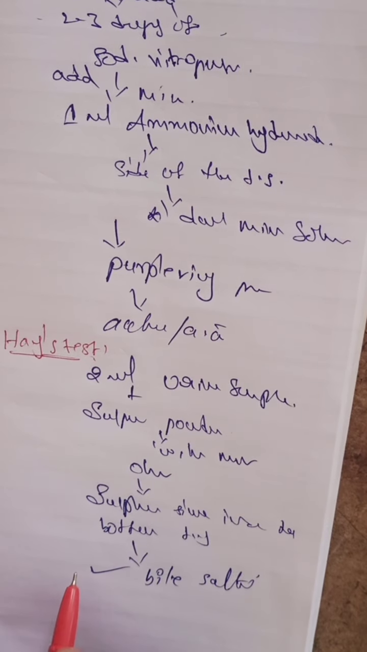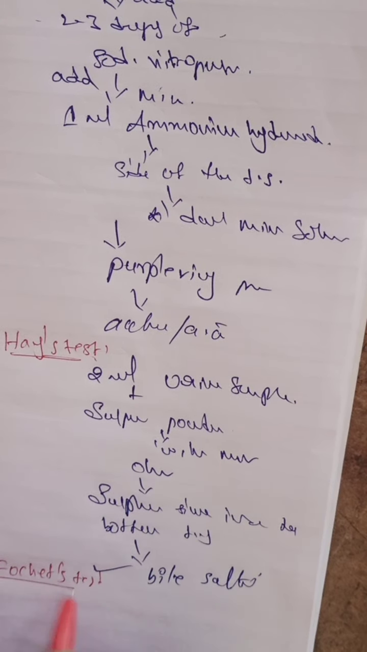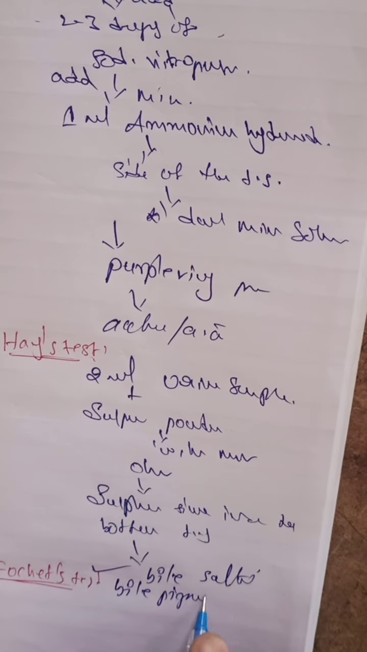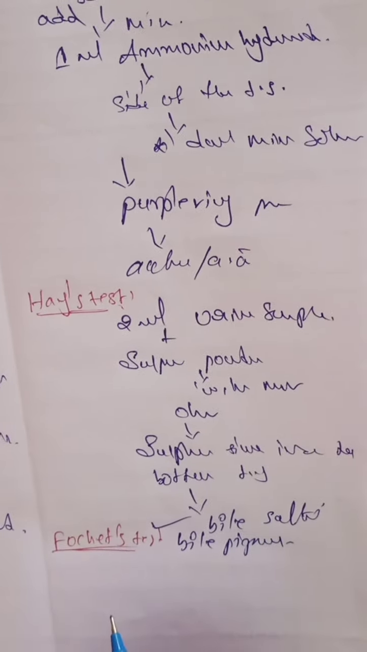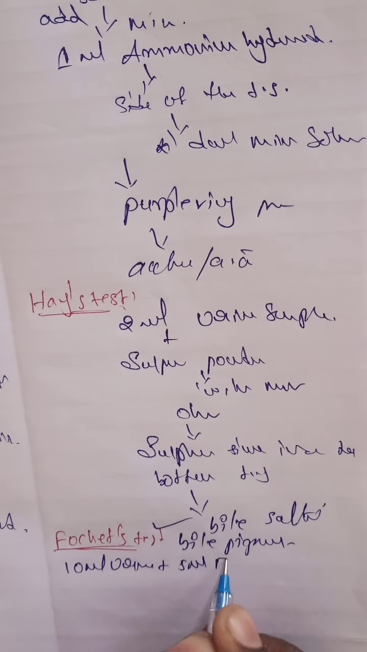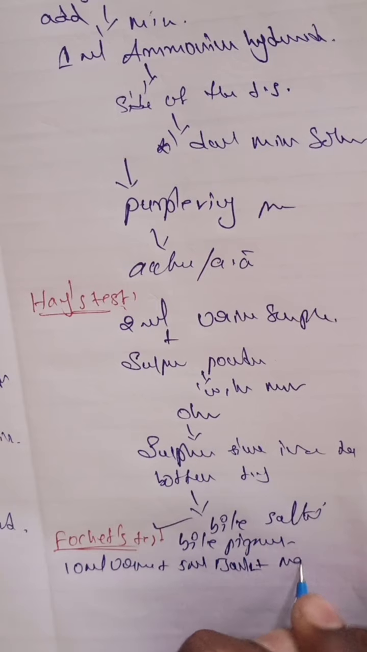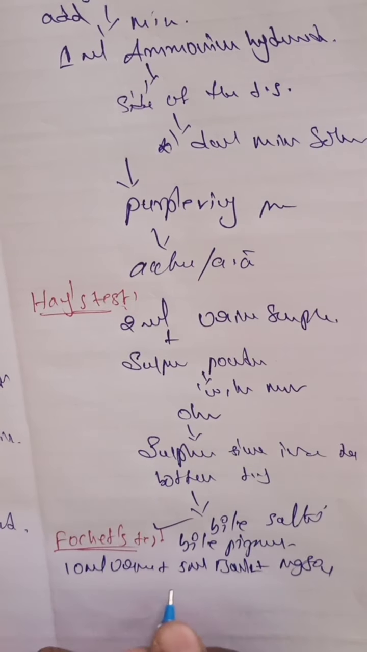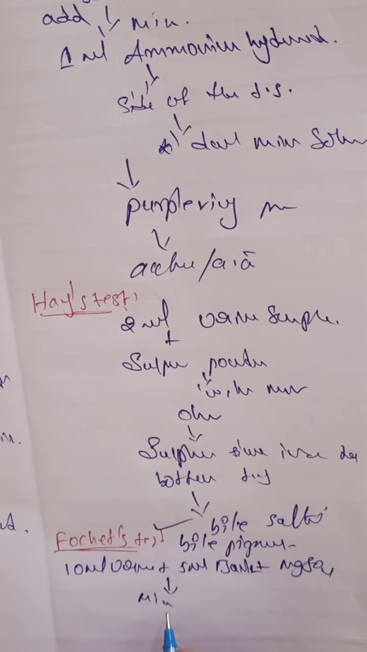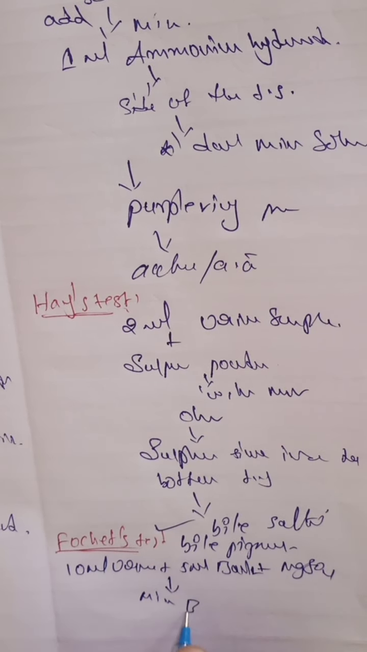The next one is Fouchet's test, the determination of bile pigments. Take 10 ml of urine sample and add 5 ml of barium chloride solution and a pinch of magnesium sulfate. Mix the above well.